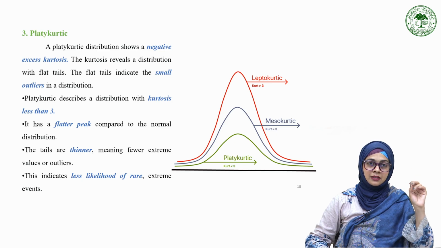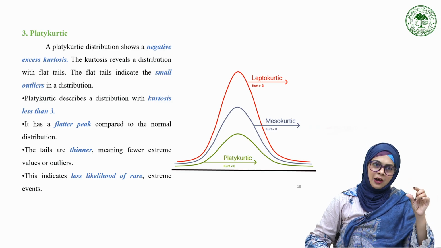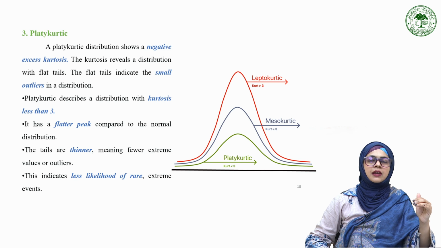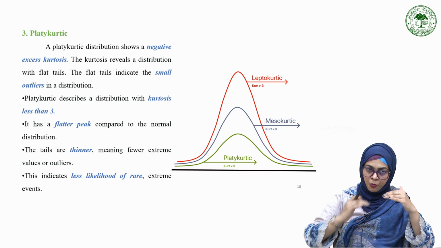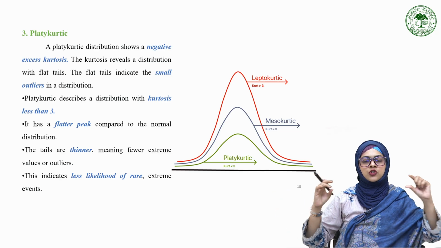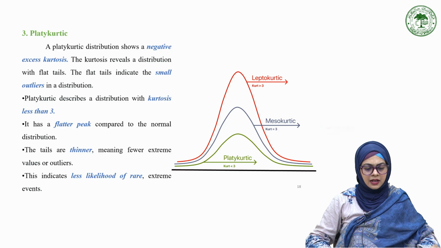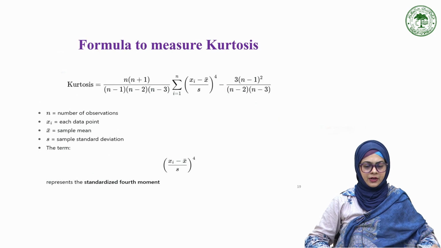Platykurtic, on the other hand, shows a negative excess kurtosis, which indicates small outliers, with kurtosis less than 3. It has a flatter peak because the tail here is becoming thinner, which shows very few extreme values or outliers and less likelihood of rare extreme events.